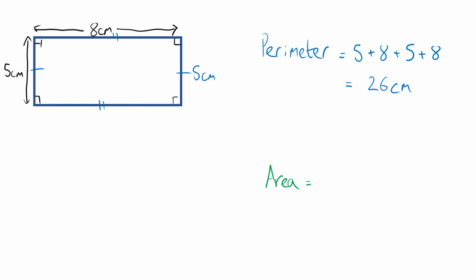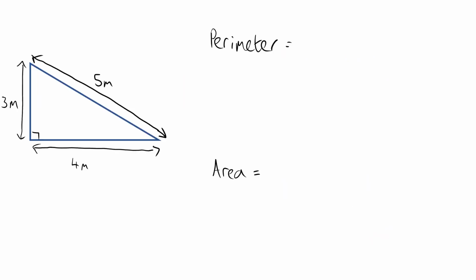So the second thing we need to work out here is the area. To find the area of a rectangle, we would do the base multiplied by the height. Okay, so the base is 8, the height is 5, and that is going to give me an answer of 40. So the units in this case, because we're now dealing with area, are going to be centimeters squared. Okay, so it's not a very clear m, so centimeters squared. So on to the next shape.